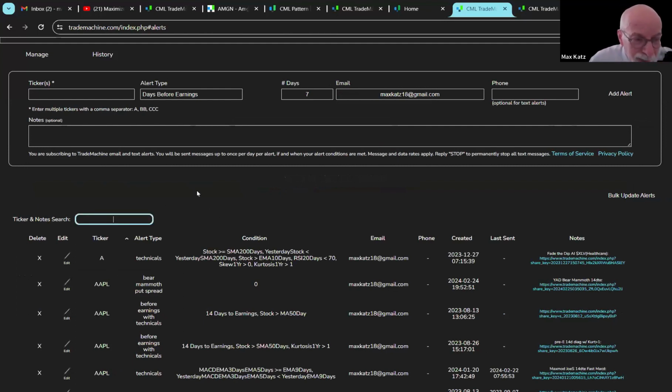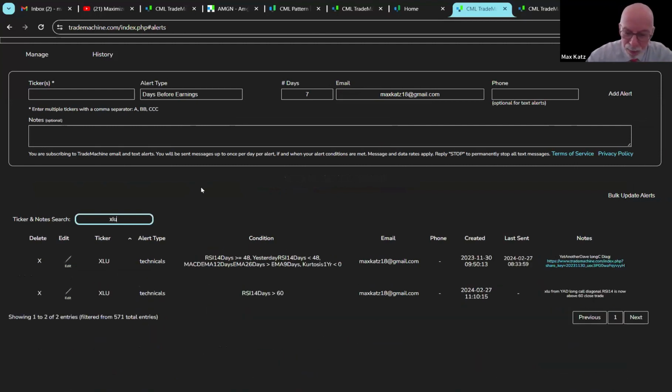We'll go back in here, XLU, to make sure that alert was created, and there it is. And now we have the note that I just entered, which is XLU from YAD, yet another Dave, long call diagonal. RSI 14 is now above 60, close trade. So that's the very easy way to set a closing condition or multiple closing conditions and let TradeMachine do the work every day and test for it while you're looking at more important things.